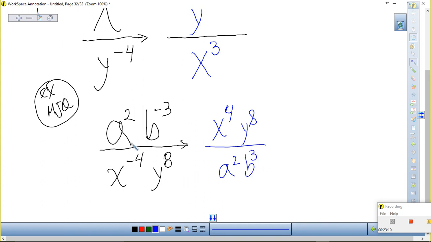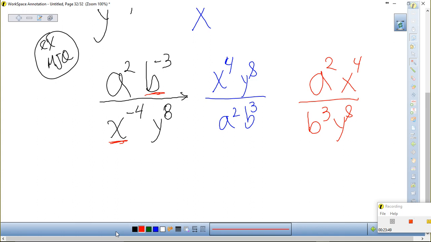Close. Let's look at it closely. Which ones of these have negative exponents? B and X. Therefore, which are the only ones that we're going to move? The B and the X. So therefore, this should be a squared x to the 4th over b cubed y to the 8th. Hands if you got that. Okay? Let's do one more. Here we go. We're getting there.